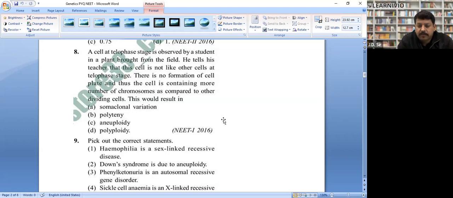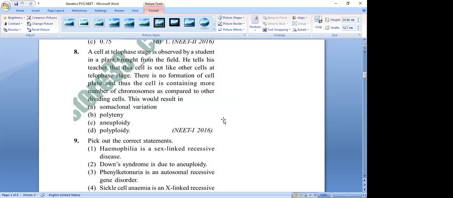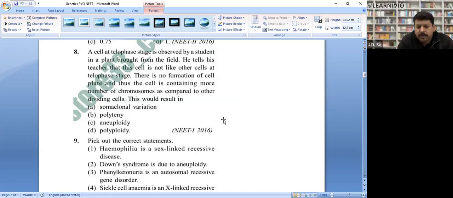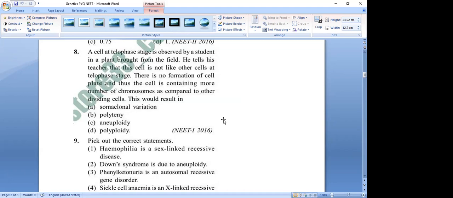You must have heard the name of that chemical, or rather that phytohormone. That is not a natural phytohormone, it is an artificial one. The name of that phytohormone is colchicine. Have you heard this name? Colchicine? No, no. I think in 11th class you have taken it. I have taught you. Yes, you were there, yeah.